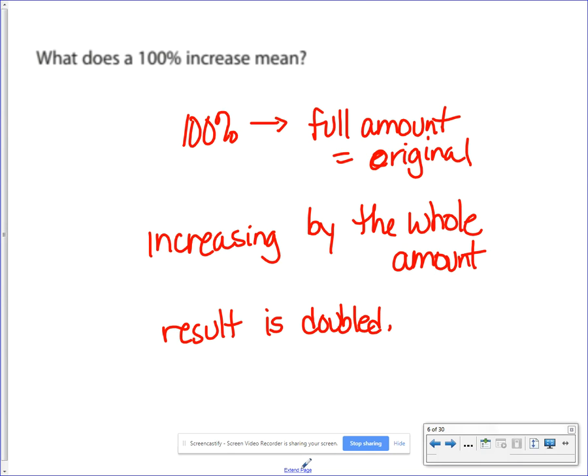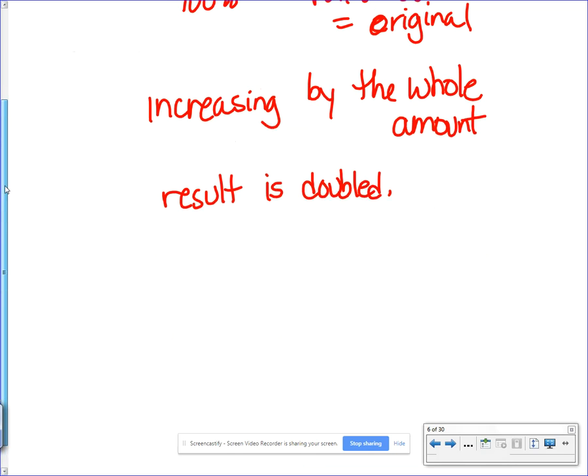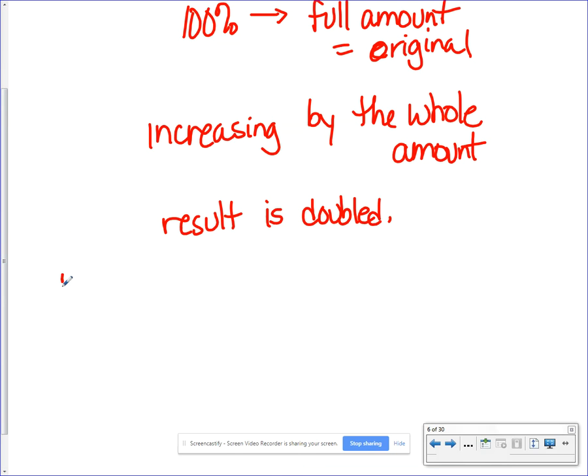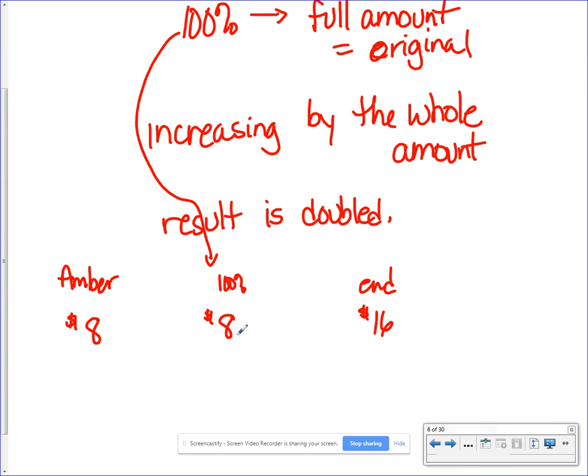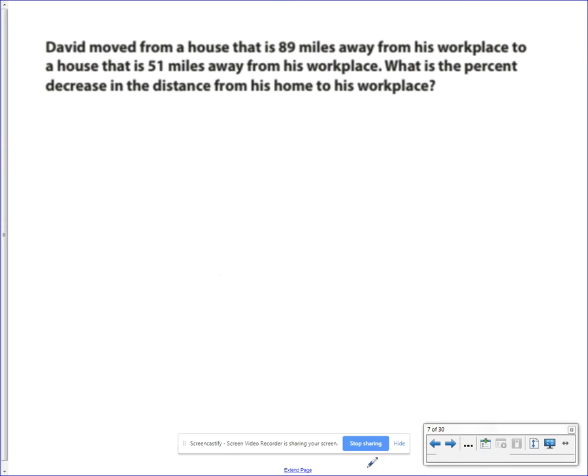Now, if that doesn't make sense, I always think it's a good idea to have an example. So let's go back to talking about Amber. Remember she was making $8 an hour to start with? What if she actually had a 100% increase? That means her raise would have been also $8, which means her ending amount would have been $16, which is double what she started with. That is what a 100% increase would be. Nice. I think I would like a 100% increase.